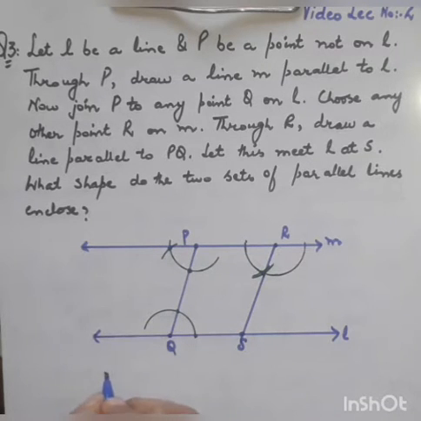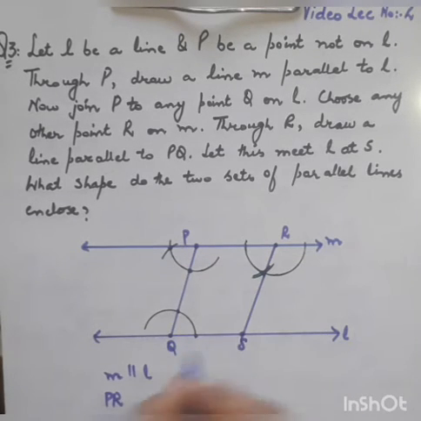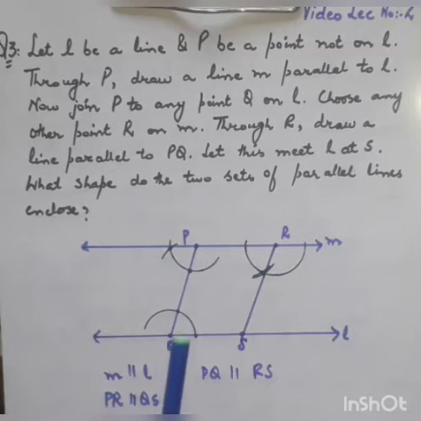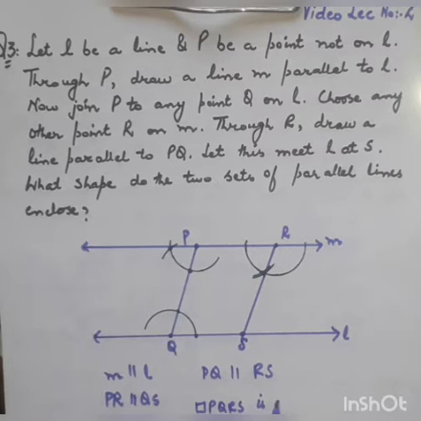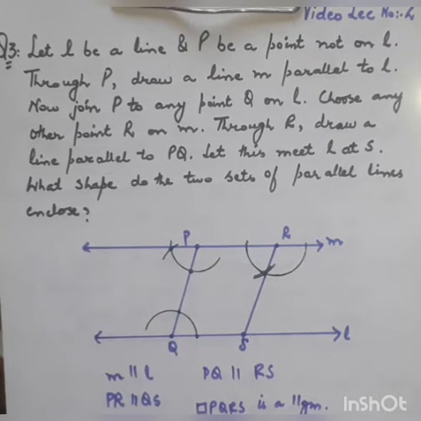Clear? Now students, this PR, M is parallel to L, or we can say PR is parallel to QS. Clear? And this PQ is parallel to RS. Clear? So the opposite sides are parallel to each other, so we can say this quadrilateral PQRS is a parallelogram. Clear? So the question was saying what shape do the two sets of parallel lines enclose? So the two sets of parallel lines enclose a parallelogram. Clear?